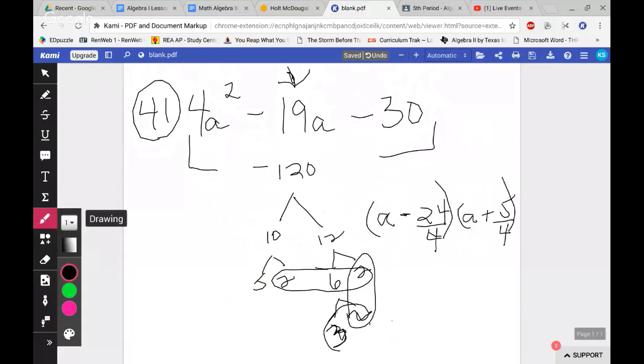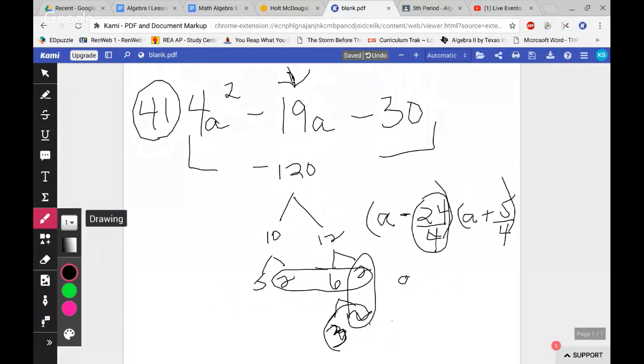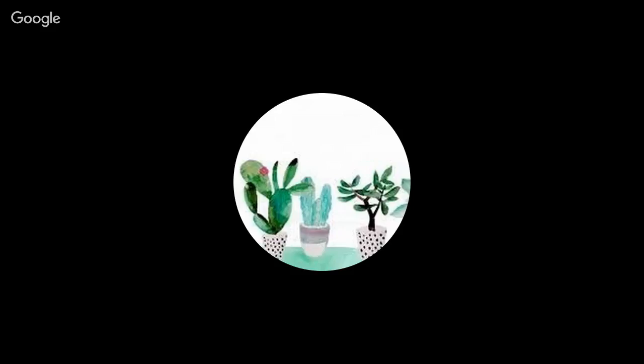Okay. This actually comes out even. So that's going to be A minus 6. This doesn't. So you bring the denominator over here to make that 4A plus 5. And now it's factored. Okay.